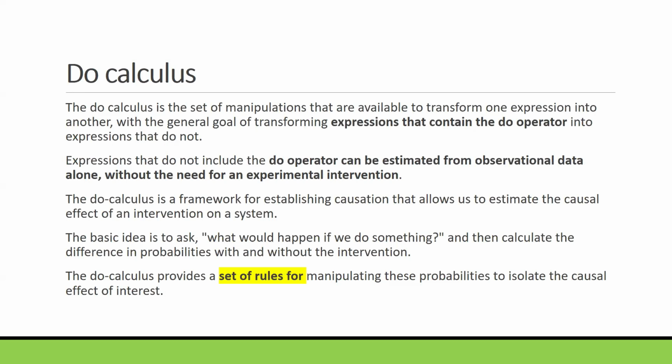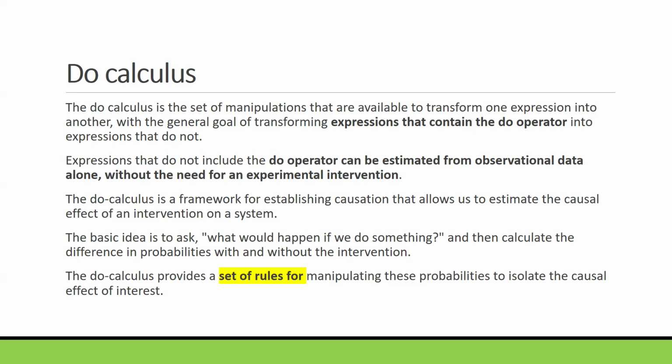Sometimes we may transform this do operator to without do. That means, can we get a similar estimate without intervention, from observational data? That is the hallmark. An expression that does not include the do operator can be estimated from observational data without an experimental trial, because the issue is why we invest in RCT if we can estimate it from observational data. So he developed this interesting approach called do calculus.